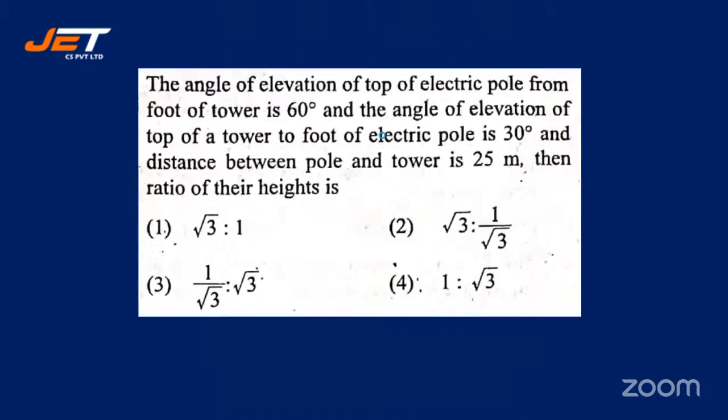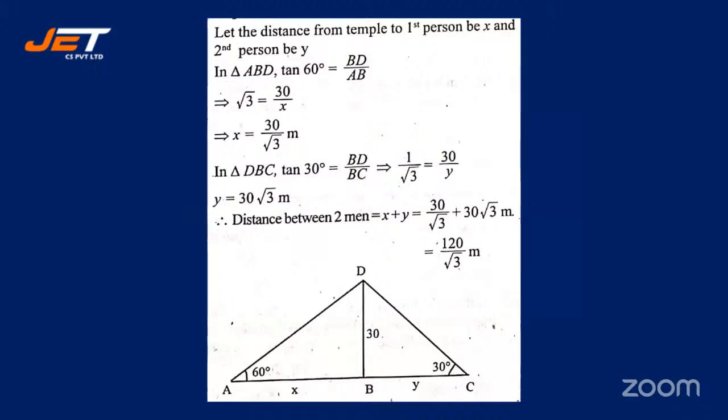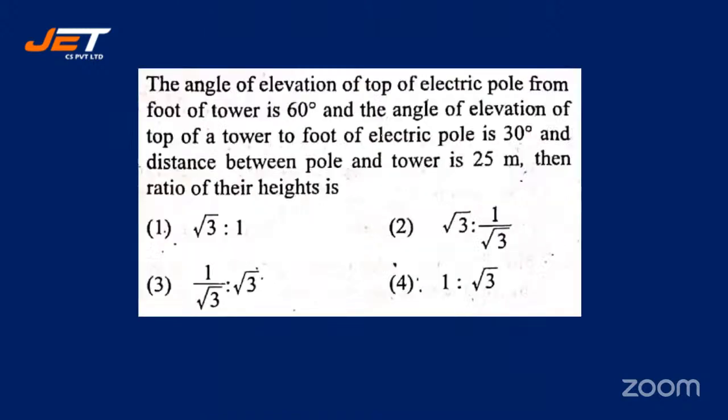Right. Now see here, the other side is tan 30. It becomes again opposite side by adjacent side. So it is BD by BC, which is tan 30, which is 1 by root 3 is equal to 30 by y, whereby the value of y you get as 30 into root 3 meters. Now the distance between the two men is x plus y, that is 30 by root 3 plus 30 into root 3. If you add and take LCM, we get root 3, so 120 by root 3 meters. Okay, so hope this is clear, students.